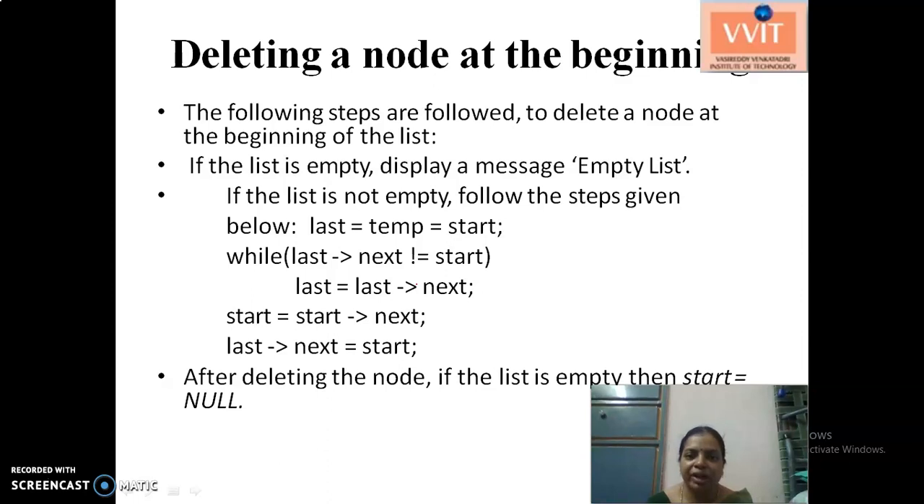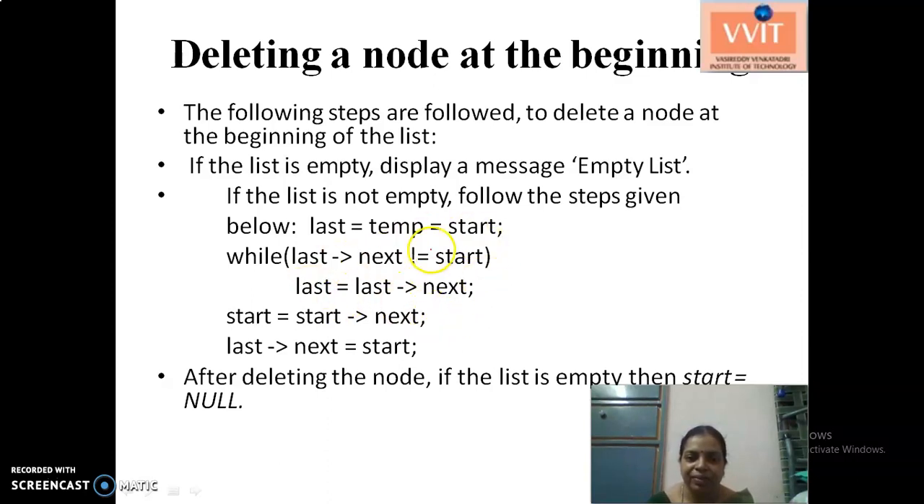And deleting a node at the beginning of the circular linked list. We are not writing code for inserting in the middle. Why? Because that is similar to the single linked list. We need not make any other changes to the middle insertion of the single linked list, so we are going directly to deleting a node at the beginning of the circular linked list.